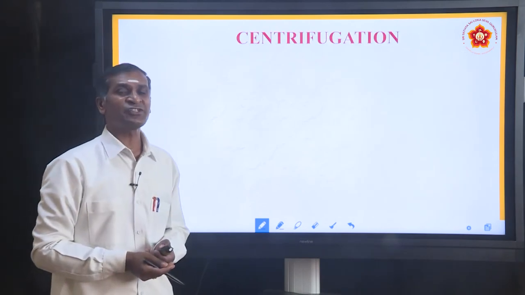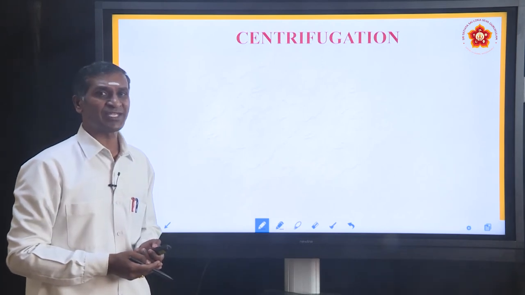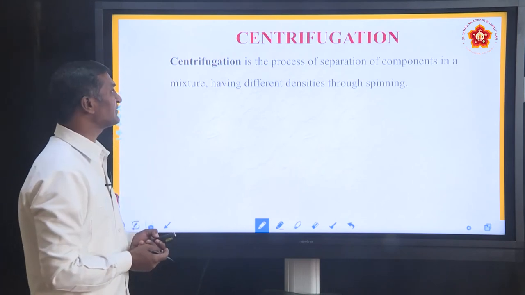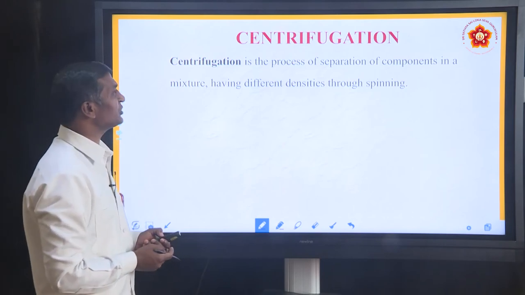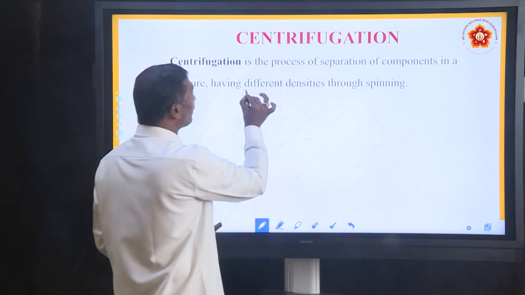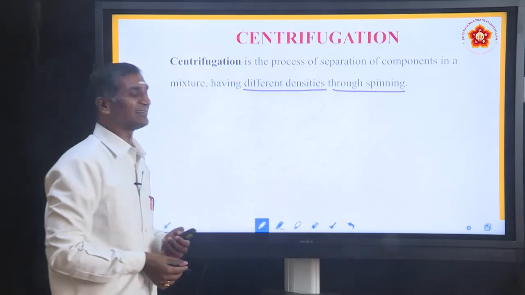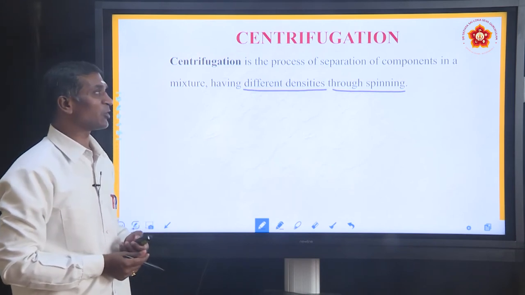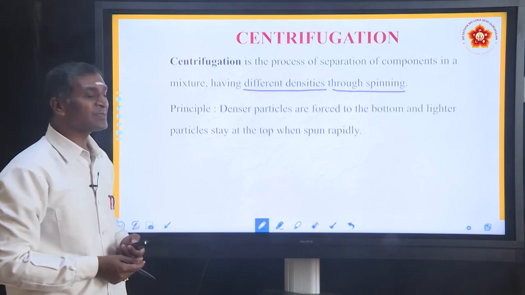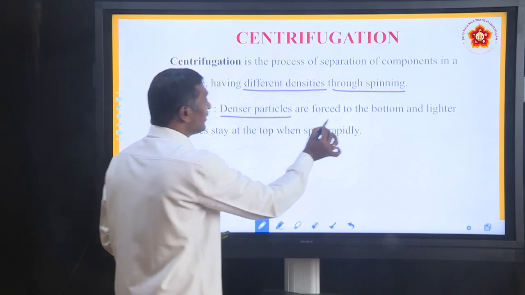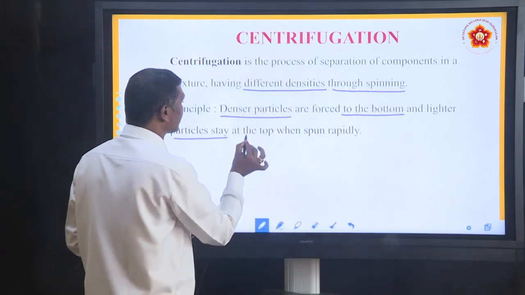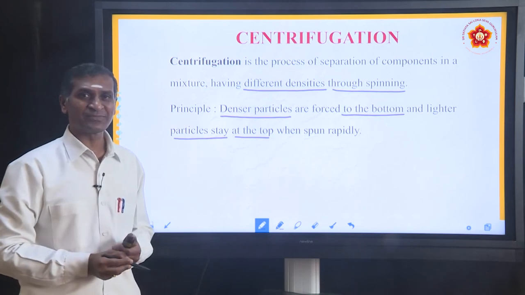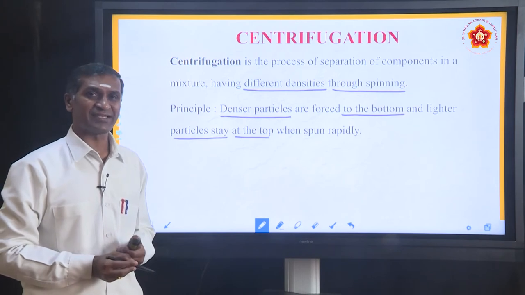The next is centrifugation. What is centrifugation? Centrifugation is the process of separation of components in a mixture having different densities through a spinning process. Mainly, the principle behind it is that the denser particles are forced to the bottom and the lighter particles stay at the top when spun rapidly. So the denser moves to the bottom and the lighter floats or stays at the top.